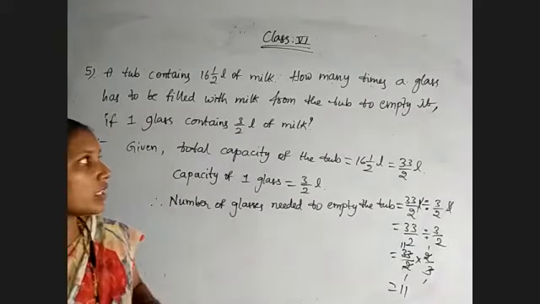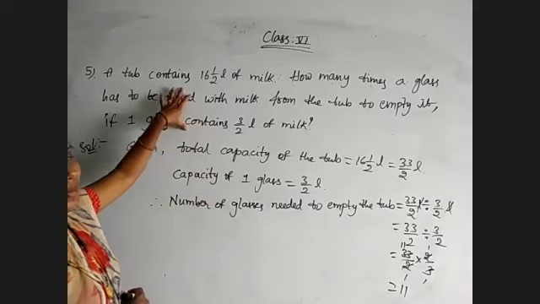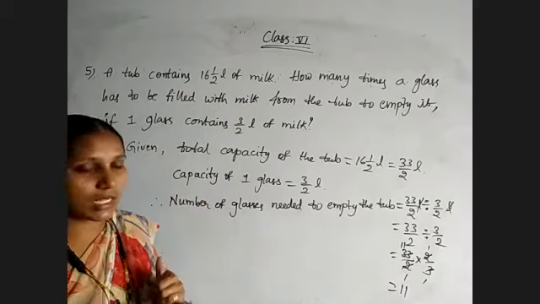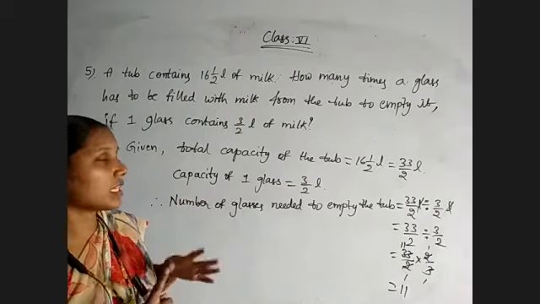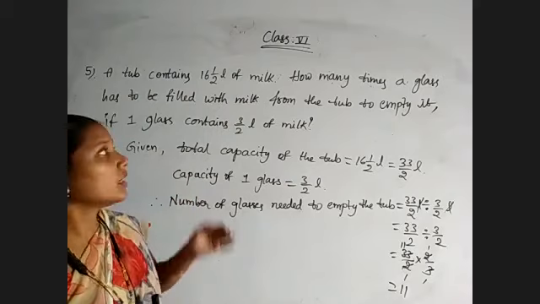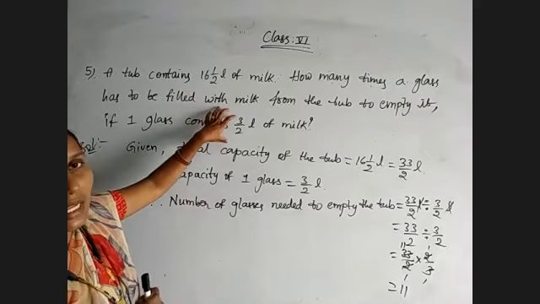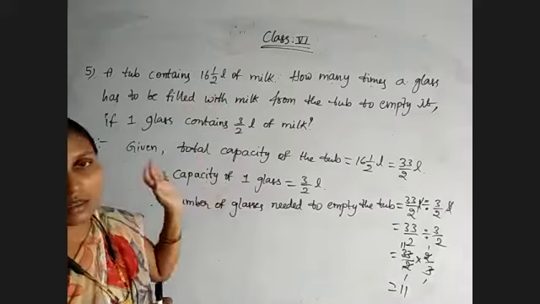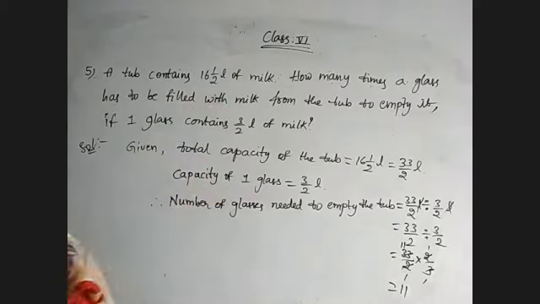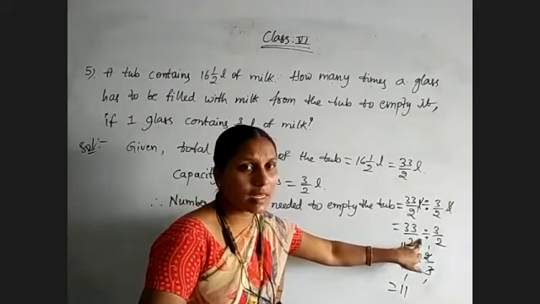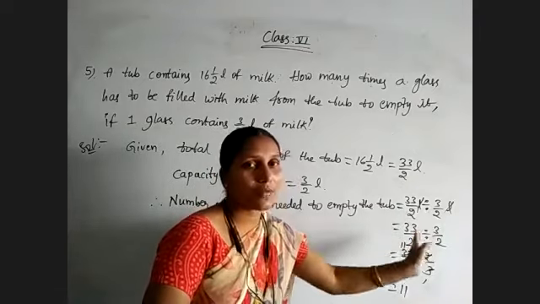Once again, observe the question. First read the question properly and identify which operation you need to apply, either addition or subtraction or multiplication or division. Only these four they will give. Here they are asking how many glasses are needed. So whenever a number is asked, go with the division. And while you are performing division, convert it into multiplication by taking the reciprocal of the second thing.